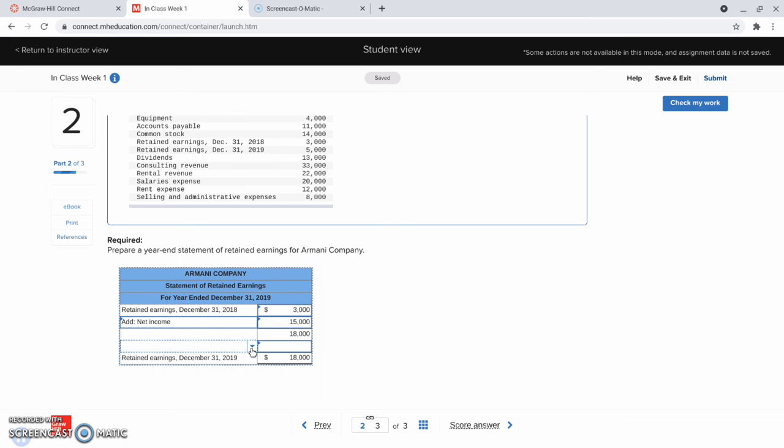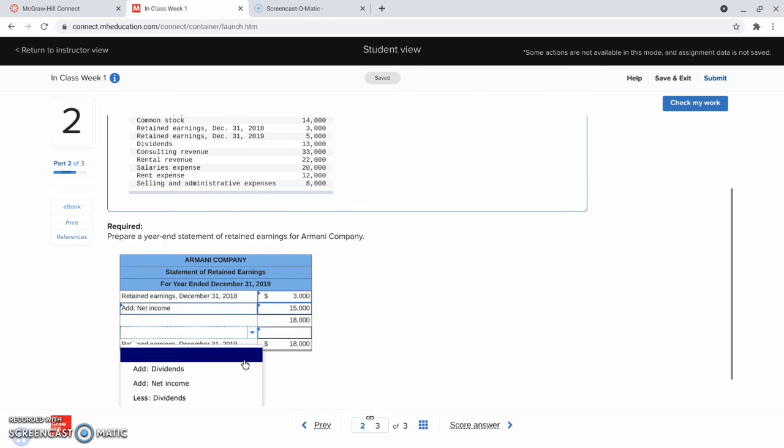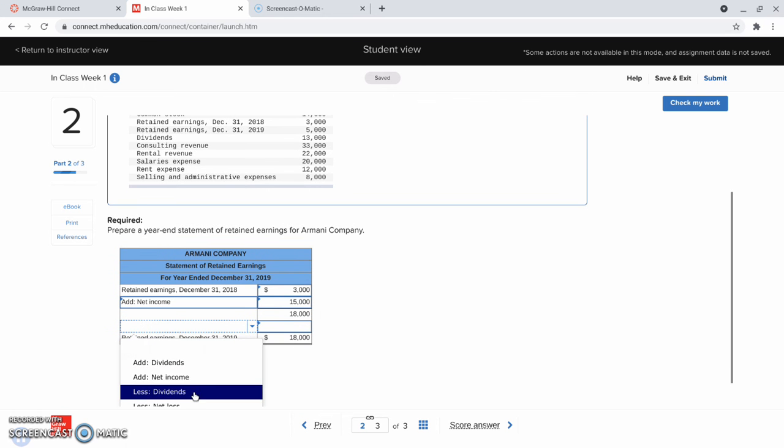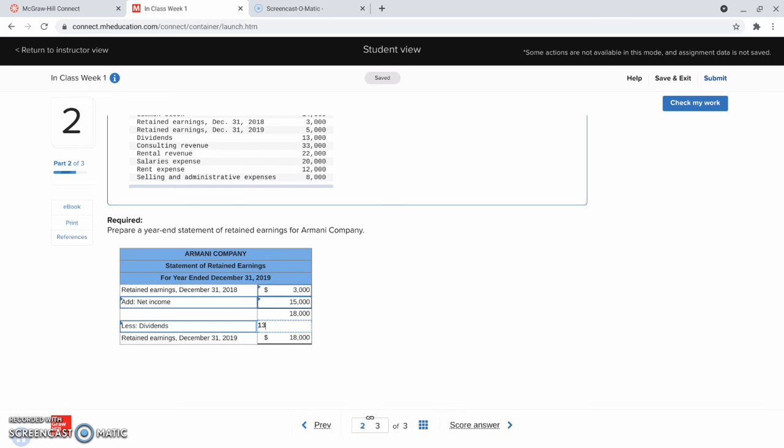Then we're going to deduct our dividends. Dividends are not an expense. Dividends go on the statement of retained earnings. So, less dividends of $13,000. That gives us our total retained earnings of $5,000 for 2019, which matches up here.